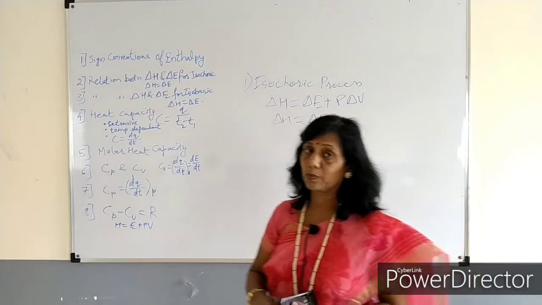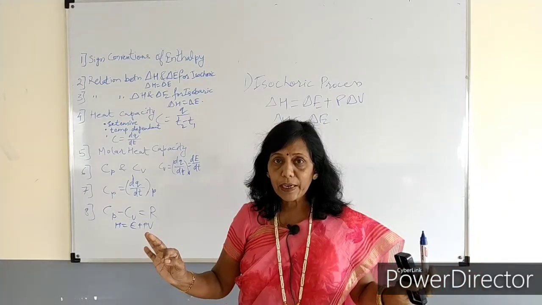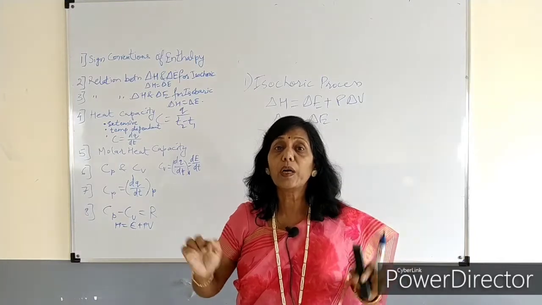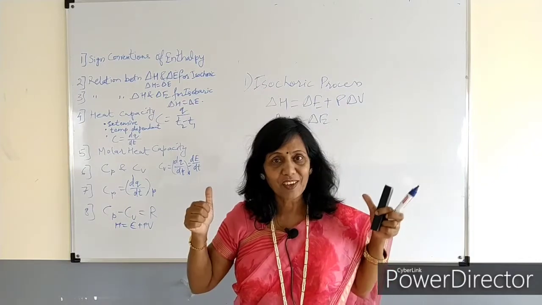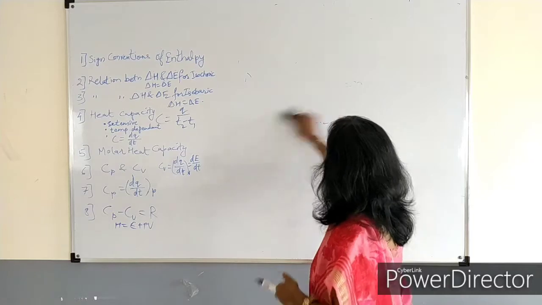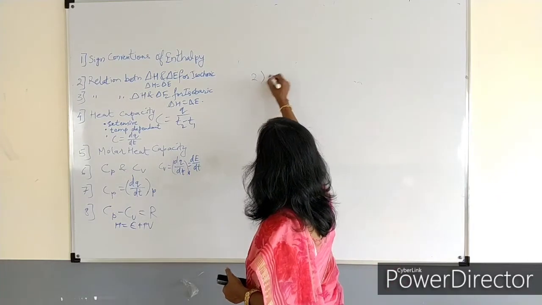Clear? So simply, for isochoric processes, the relationship between delta H and delta E is that delta H is equal to delta E when volume remains constant. Got it? Now what will be that for an isobaric process?